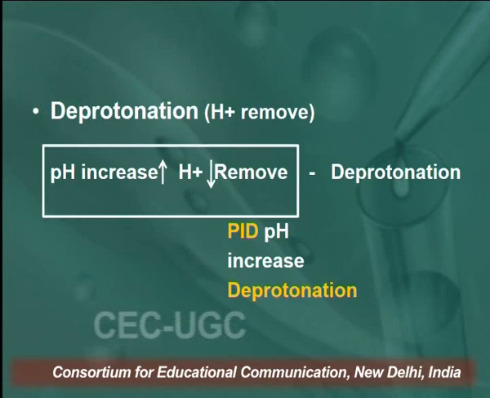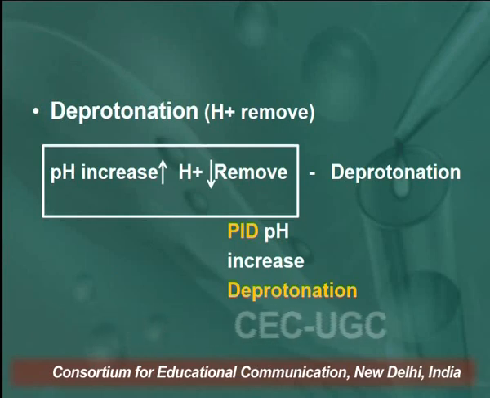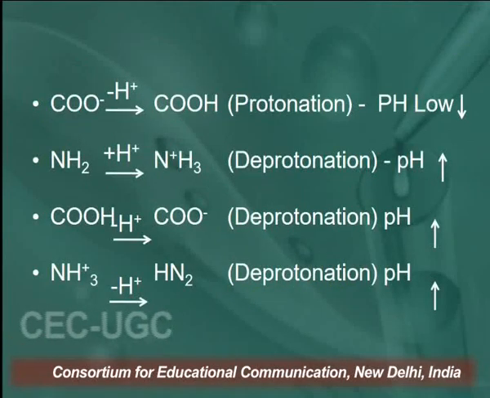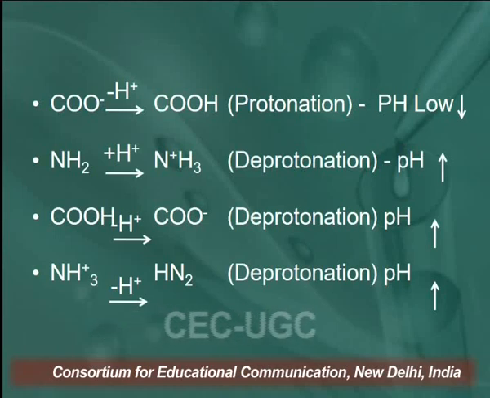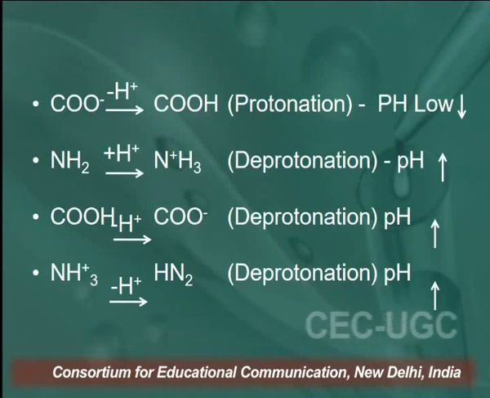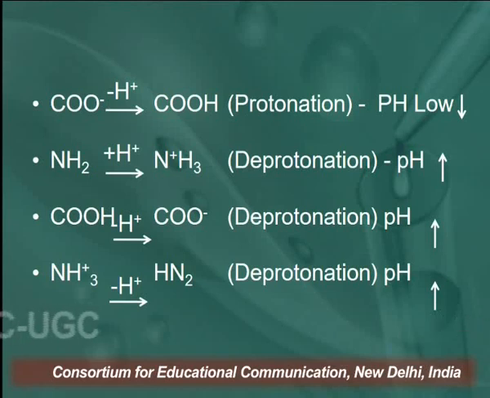PID: P is pH, I is increases, D is deprotonation. So, when pH increases, deprotonation takes place. Now, you can see here that this is a carboxylate ion. How can that carboxylate ion accept a proton?